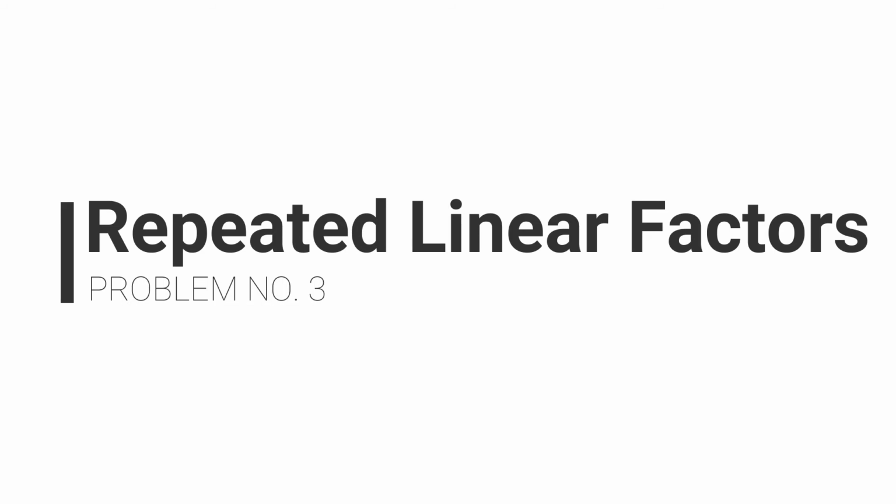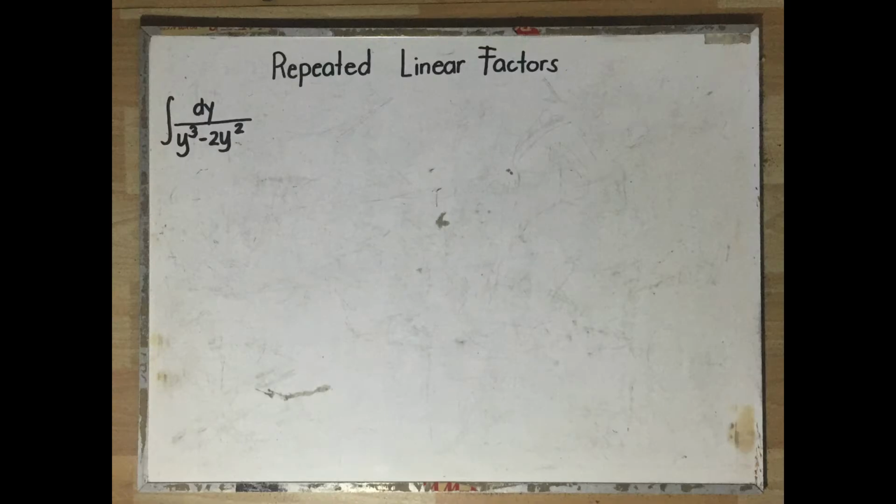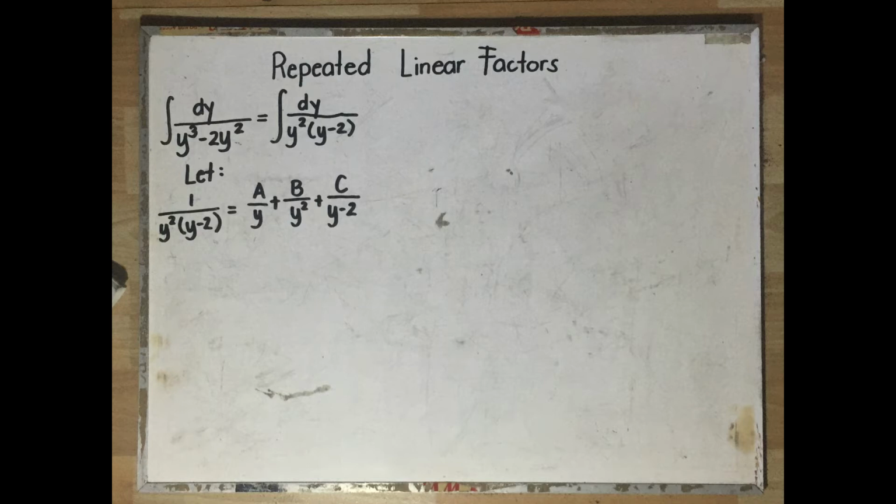Next, the third example. The integration of dy over y cubed minus 2y squared. As you can see, the denominator is factorable, so it would come out as the integration of dy over y squared times the quantity of y minus 2. Let 1 over y squared times the quantity of y minus 2 is equals to a over y plus b over y squared plus c over y minus 2.